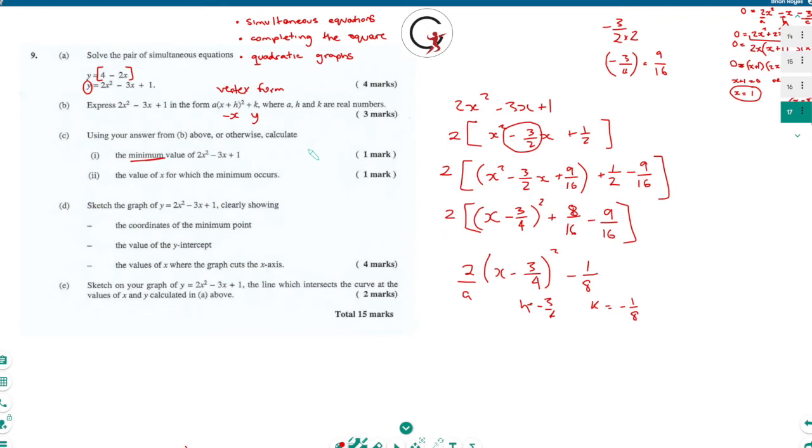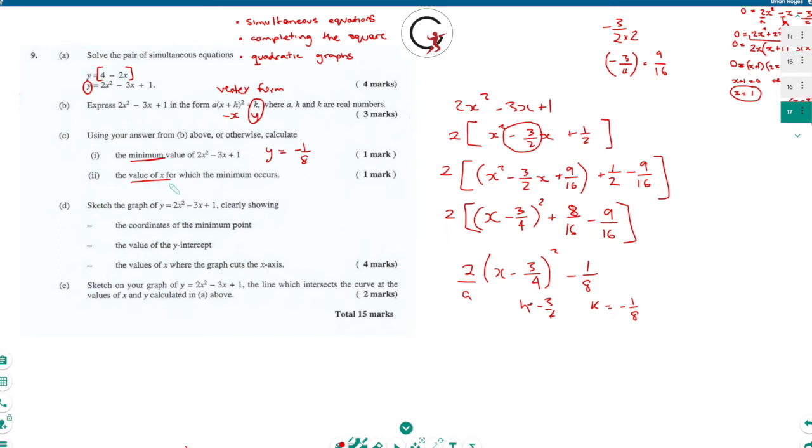Alright, the minimum value, if you picture the parabola as looking something like this, the minimum value occurs at the vertex. What they're asking you therefore is, what is the y value of the vertex? Well, previously we established that that's just k. That means k is equal to negative 1 over 8. That's the minimum value. That's as low as this curve goes.